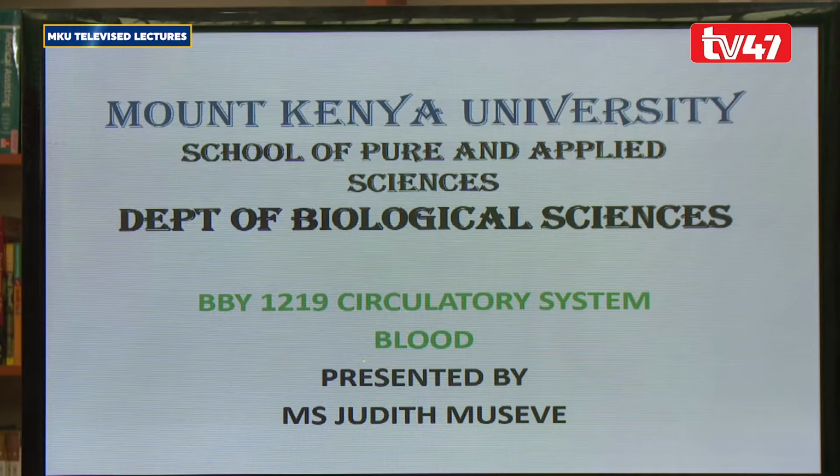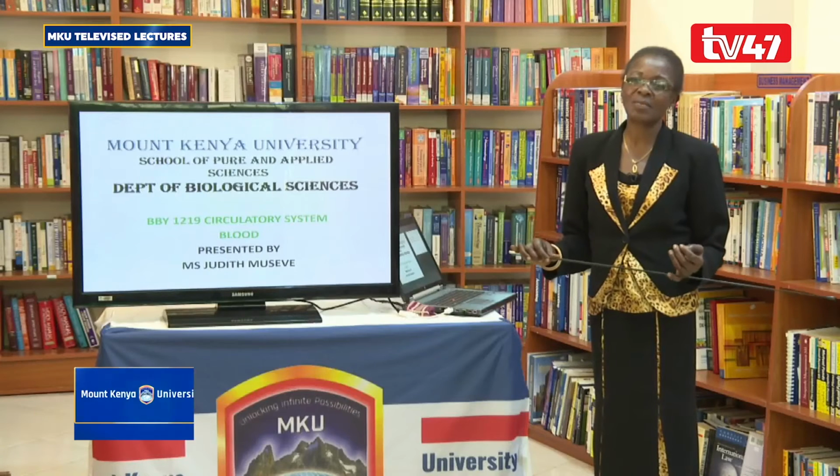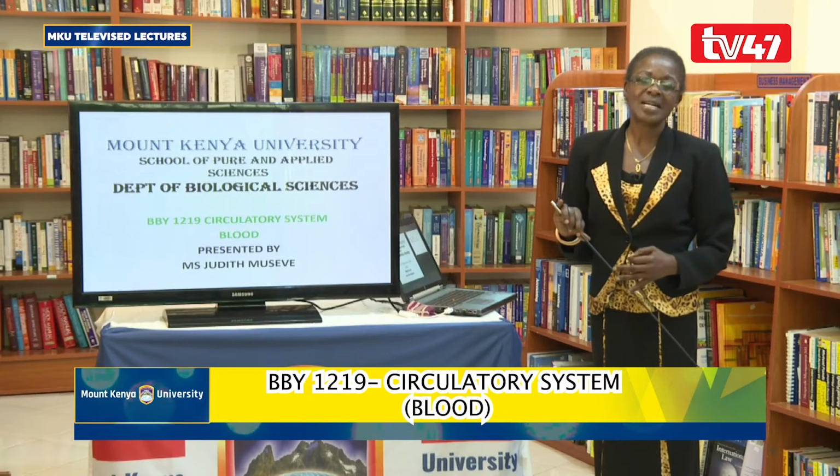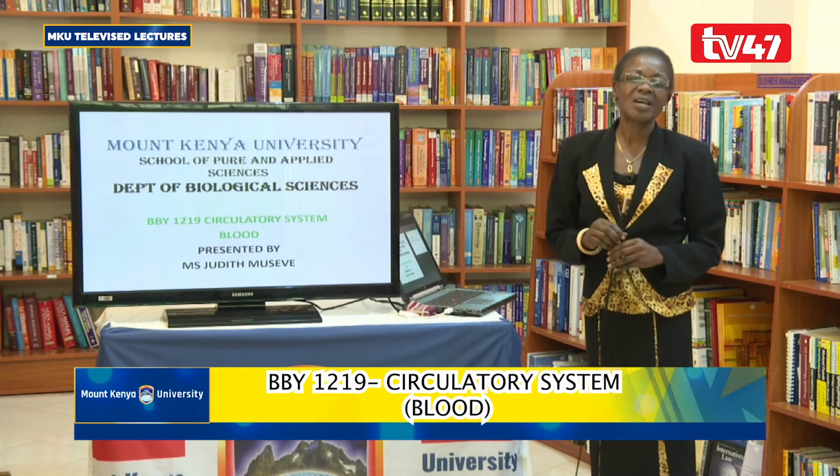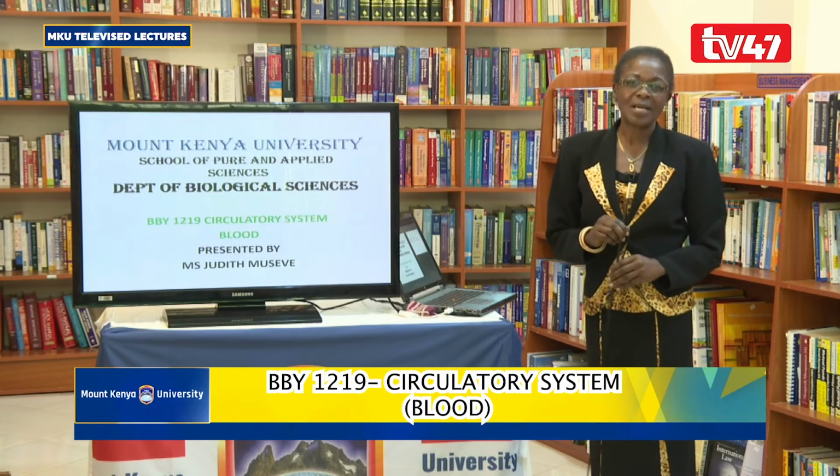Our topic was the circulatory system, where remember we had said it has three components. We said the circulatory system comprises the blood, the heart, and the blood vessels. For today, we shall look at the blood.